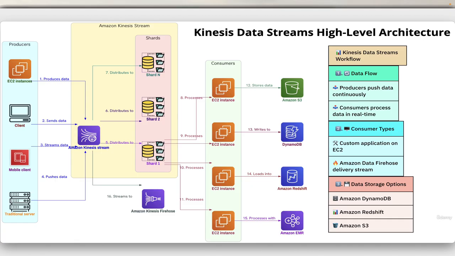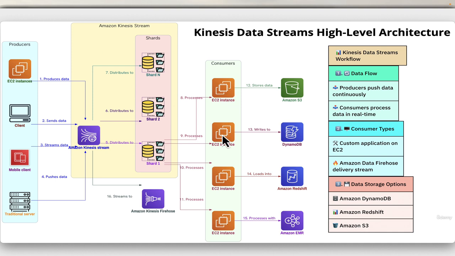So this is the high level architecture of Kinesis data streams. You have the producers continuously pushing data to Kinesis data streams. These producers can be EC2 instances, mobile clients, or traditional servers. They will be pushing data continuously to the Kinesis data streams service. And the consumers process the data in real time. These are the KCL applications, Kinesis data streams applications, developed using the Kinesis Client Library.